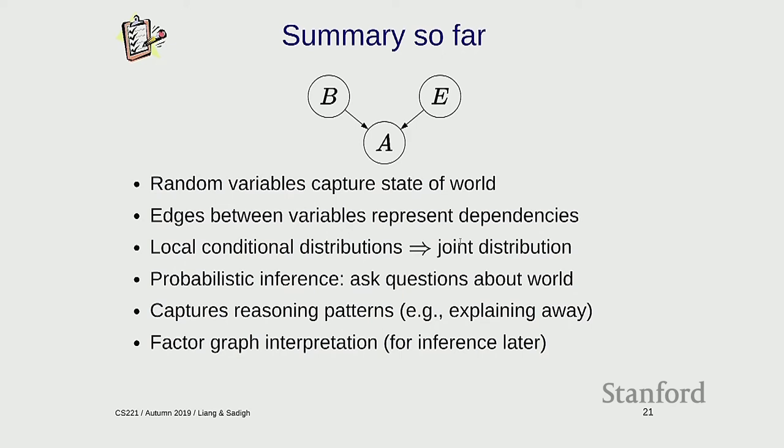Now with that joint distribution, by the laws of probability, you can ask probabilistic inference queries, asking questions about the world given evidence. And we saw that this captures interesting reasoning patterns, such as explaining away. And finally, all of this can be brought under the umbrella of the factor graph interpretation, which we will see is very useful for doing probabilistic inference in general in a bit. Okay, so any questions before I move on to the next section?